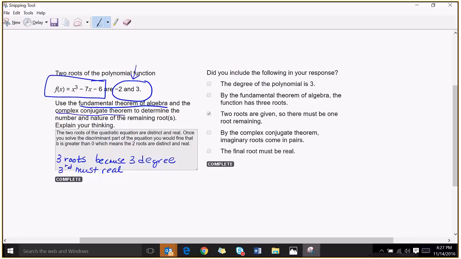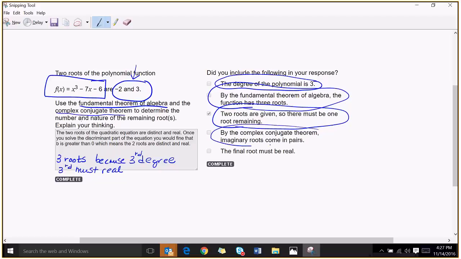Does that make sense? Okay, so it says, did your answer include the following? So you have to talk about the degree of the polynomial. That's why we say 3 roots, because it's to the 3rd degree. By the fundamental theorem of algebra, the function has 3 roots. 2 are given, so there must be 1 remaining. And by the complex conjugate theorem, since they have to come in pairs, the final root is real.